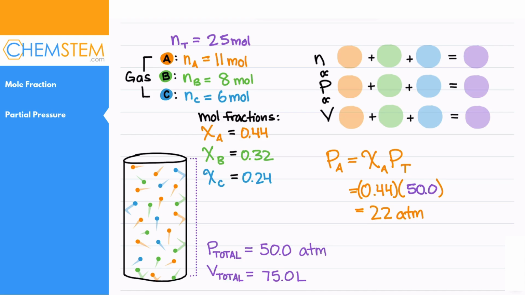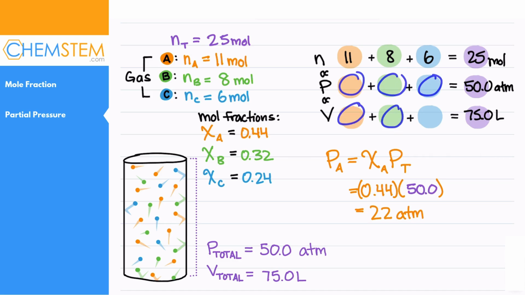So let's fill this chart in. We see that there are 11 moles of gas A, 8 moles of gas B, and 6 moles of gas C, which gives us 25 moles total. Now we can also fill in these parts because we know the total pressure, 50.0 atm, and we know the total volume, 75.0 liters. Do we know any of the partial values though? The partial values are all of these. So this would be for A, for B, for C, for A, for B, for C.